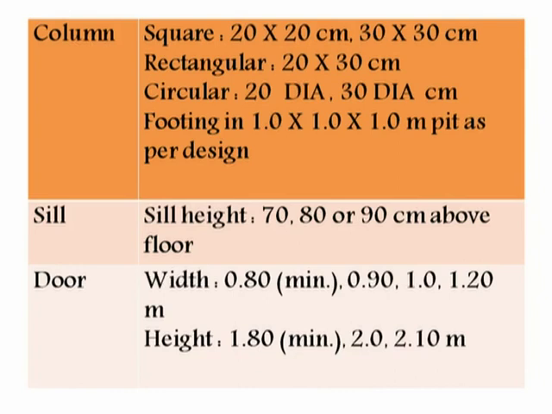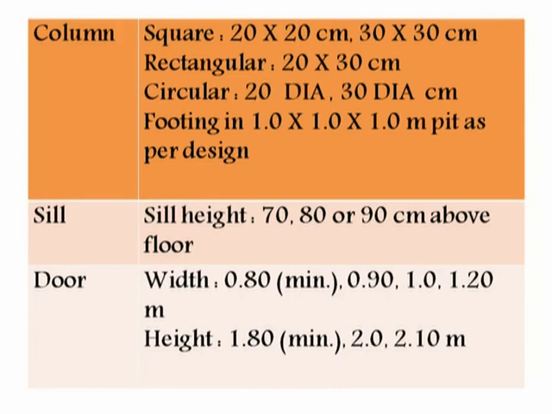If the shape of the column is circular, it is 20 centimeter diameter or 30 centimeter diameter. At the bottom of the column, the footing may be of the size 1 meter into 1 meter into 1 meter. The footing size is as per the design. The normal size of a column footing is 1 into 1 into 1 meter.